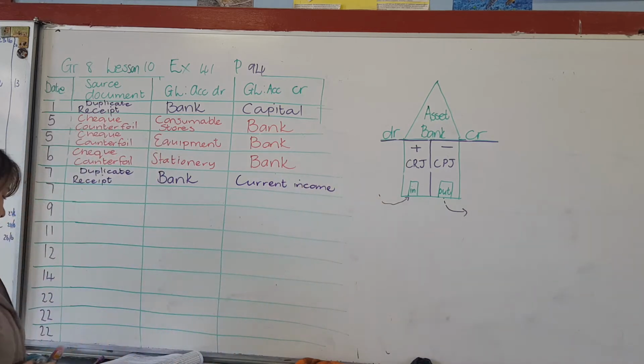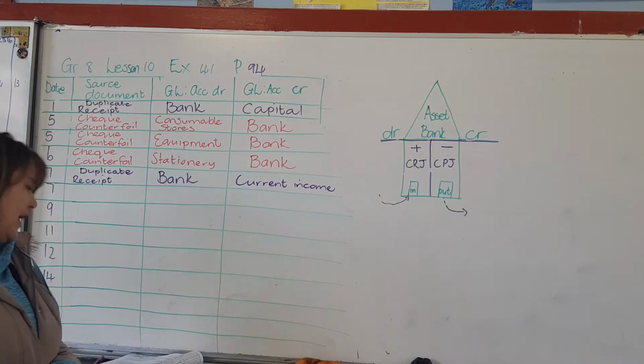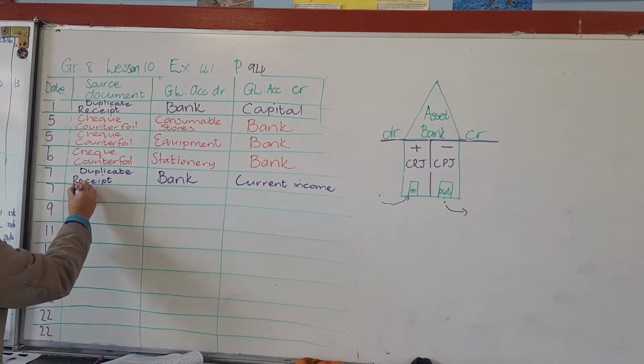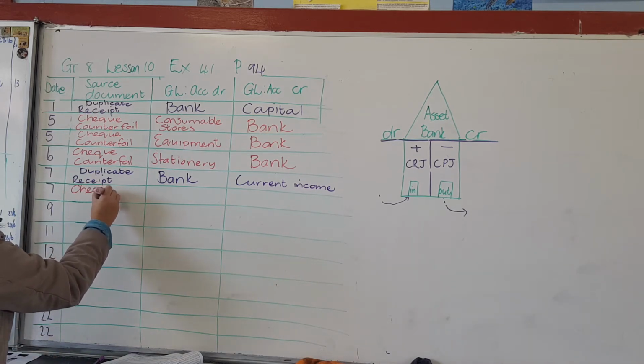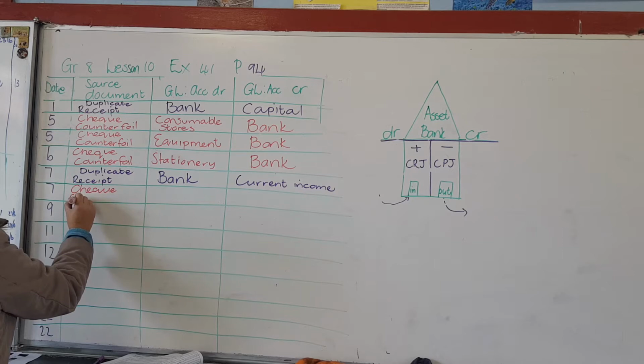Then also on the 7th, it says paid per check. So your source document is going to be check counterfoil.